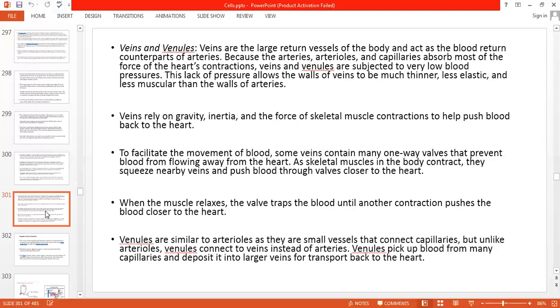Venules are similar to arterioles, and they are smaller vessels that connect to capillaries. But unlike arterioles, venules connect to the veins instead of arteries. Venules pick up blood from many capillaries and deposit it into the larger veins for transport back to the heart.